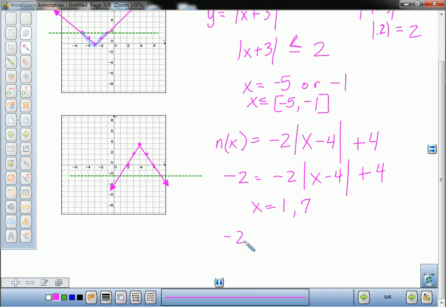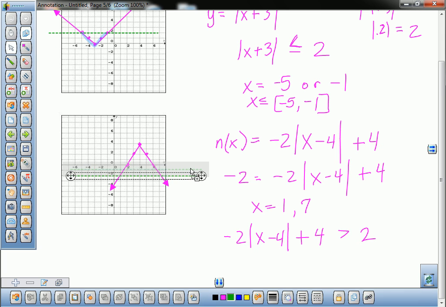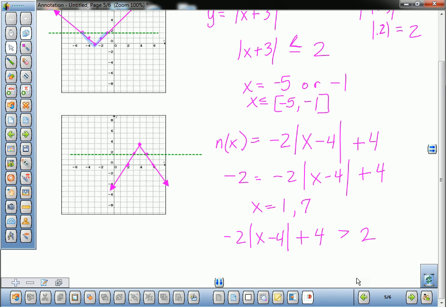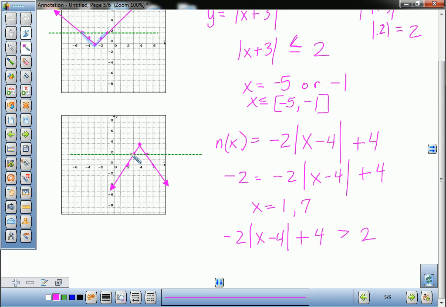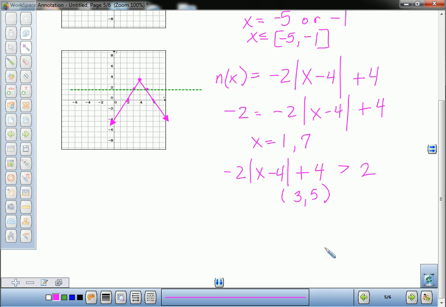What if I gave you the same function, plus 4, and I said, where is it greater than, let's say, positive 2. So I'm going to shift this line up so I can see where it intersects positive 2, and it is greater than positive 2 from here to here. So that would be from 3 to 5. Now I couldn't use the brackets this time because I didn't have the equal to.